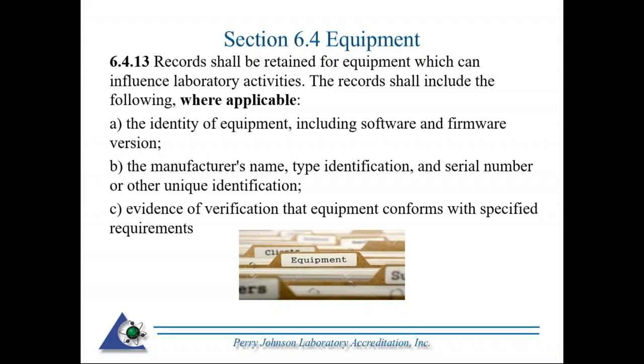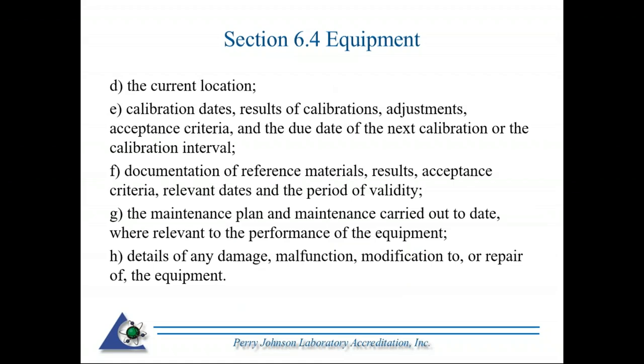Evidence of verification that equipment conforms with specified requirements. Could be your intermediate checks, and could also just be the calibration, which is specified there under E. Let's say the current location. So maybe you have different equipment assigned to different departments or different technicians, or perhaps you have multiple sites. Calibration dates: basically all these would be on your actual calibration reports. Calibration result dates, results of calibration, any adjustments, the acceptance criteria, and the due date of the next calibration or the calibration interval.